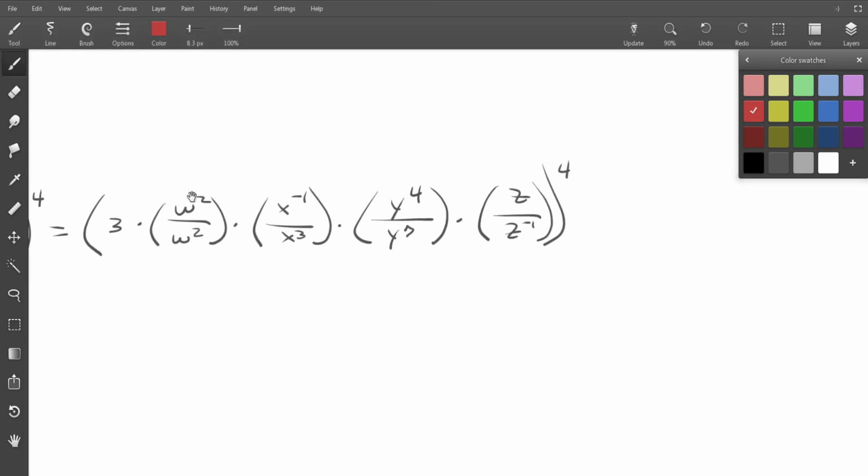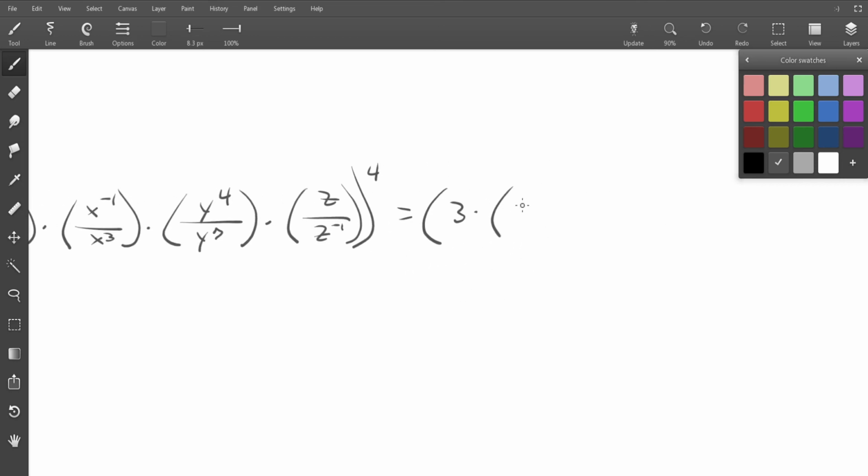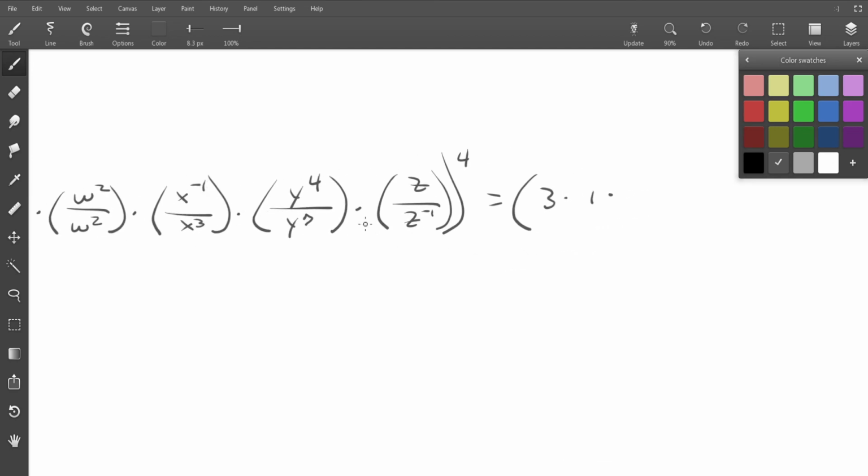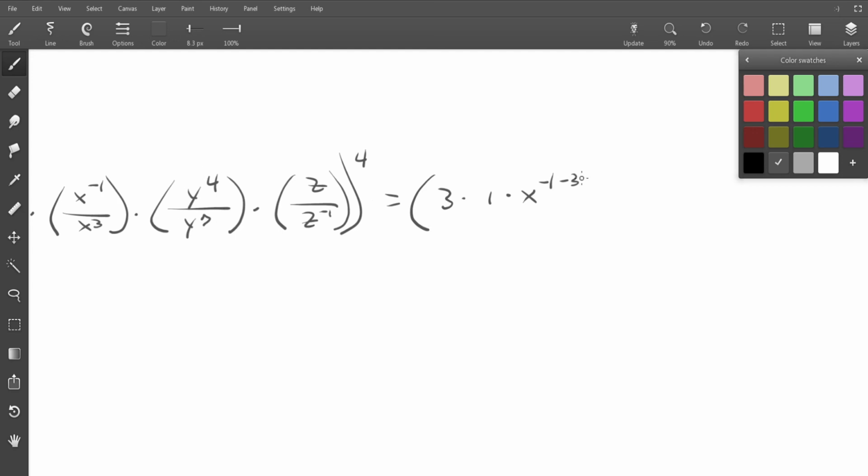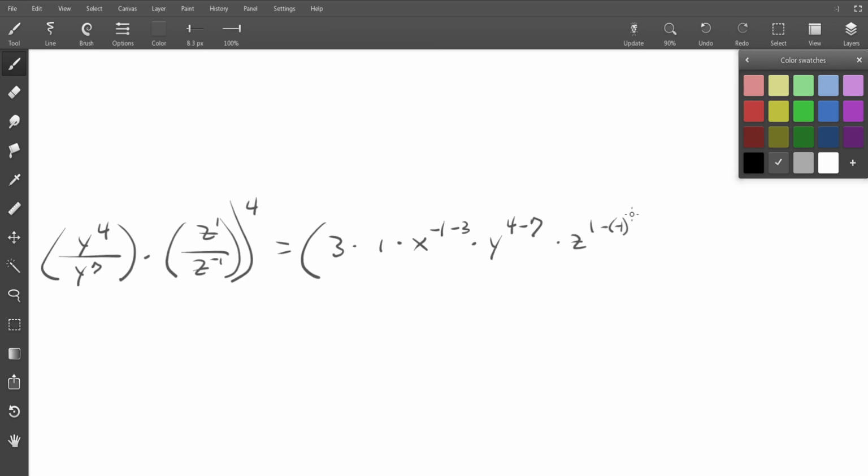So then, again, we just go ahead and simplify each of these separate things. So this 3 is just going to stay exactly how it is. That doesn't change. Then we have w squared over w squared. That is just equal to 1. So that's pretty simple. I don't even need to write parentheses there. Then I have x to the negative 1 over x to the negative 3. So here we can just use the quotient rule. So this will be x to the negative 1 minus negative 3. This will be y to the 4 minus 7. And this will be, again, z to the 1 minus negative 1. And all of this is still being raised to the 4th.